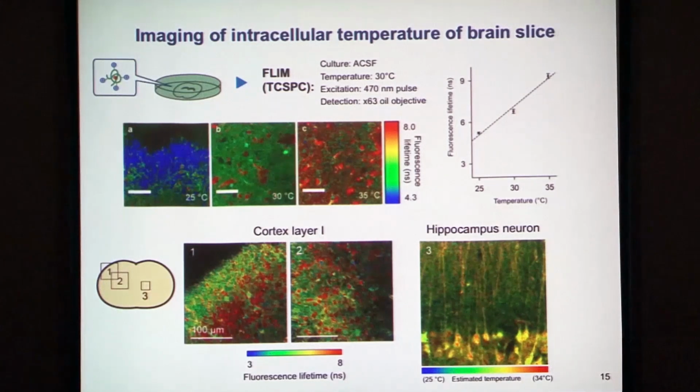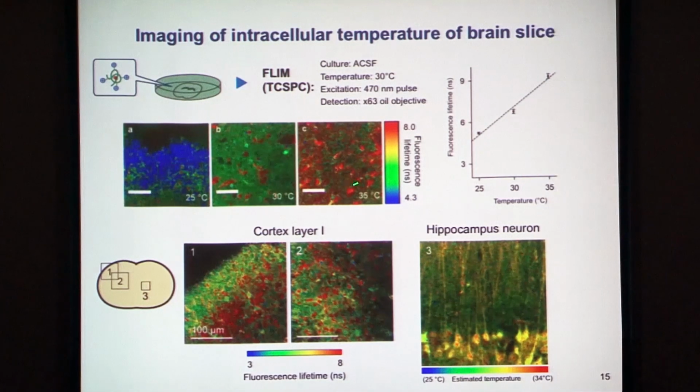From now, I'm going to show you some of the results of the imaging of the intracellular temperature using various kinds of samples. In this slide, I'm going to show you the temperature distribution in the mouse brain slice. By using the cell-permeable FPT, we can easily stain the cells in the mouse brain, and by using the FLIM, we can visualize the temperature.